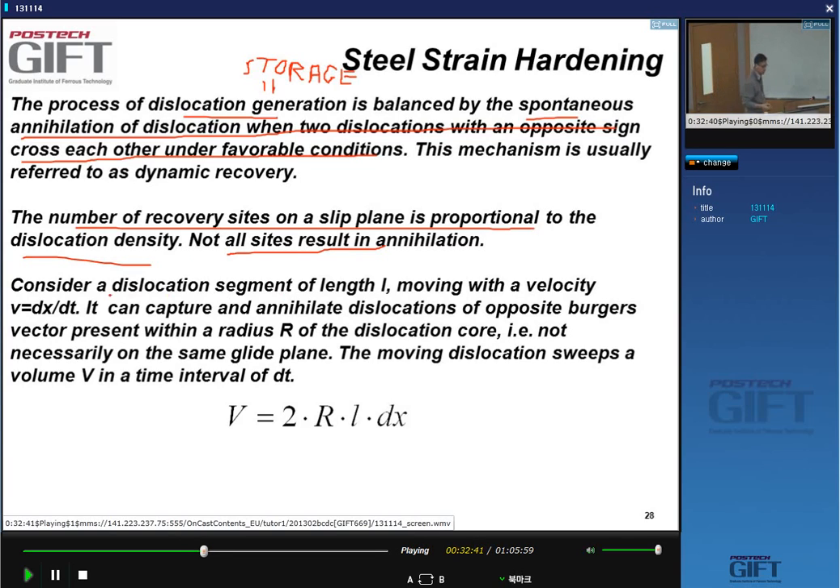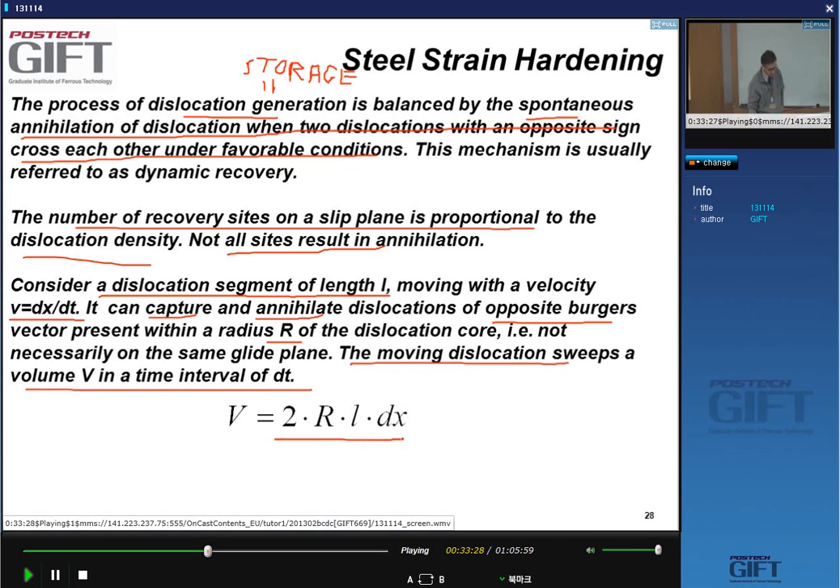So we look at the very general idea. You have a dislocation segment of length L. It moves with a certain velocity dx/dt. And this can capture or annihilate other dislocations of opposite Burgers vector if these are within a radius r of the dislocation core, right? So not necessarily on the same glide plane. And for BCC iron this is actually very realistic, because we know the dislocations can cross-slip and react if it's possible. So the moving dislocation will sweep a certain volume V, which is equal to 2rL times dx in a time interval of dt.